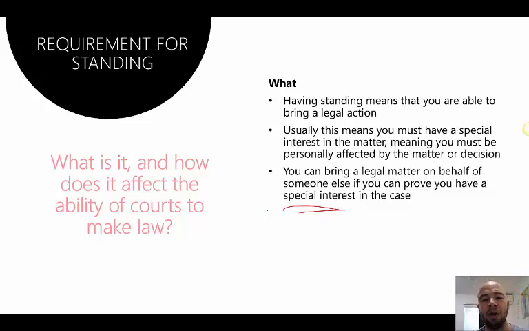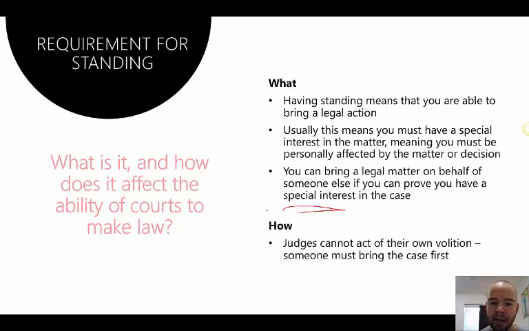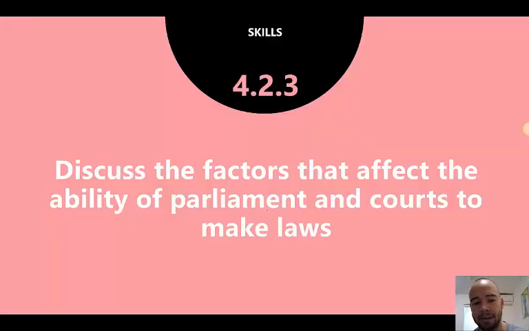The example I'll use, effectively you can't bring it on someone else's behalf unless you have that special interest. An example of that being the Victorian IVF case, McBain v State of Victoria. John McBain was an IVF doctor who brought the case on behalf of his patient, because he had a special interest in figuring out whether the law in Victoria was discriminatory or not. And this is the whole idea that judges just can't go out and do their own thing. Someone has to bring a case first, so it does limit the ability of courts to actually act as lawmakers.